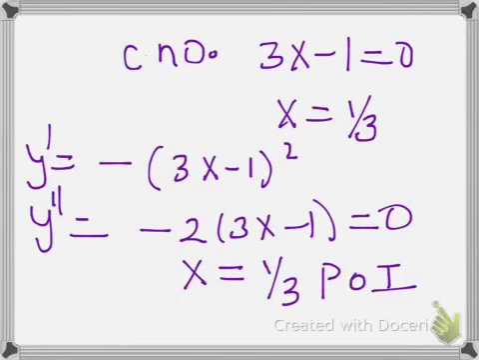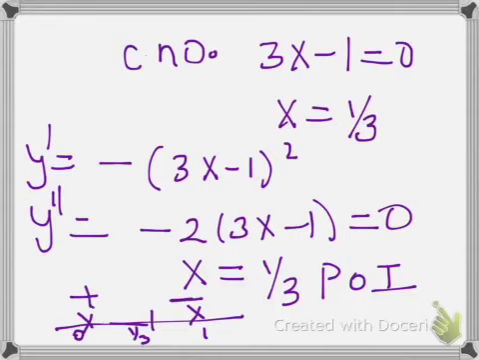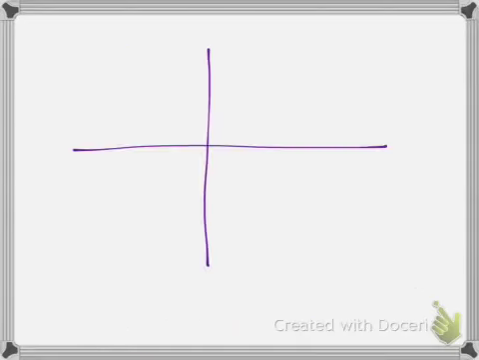So if I draw a number line, this is my 1/3, that's 0, that's 1. If I plug in 0, I get a positive. If I plug in 1, I actually get a negative. So the function is happy here and sad here. It's always decreasing, and 1/3 is a point of inflection. It's always decreasing.